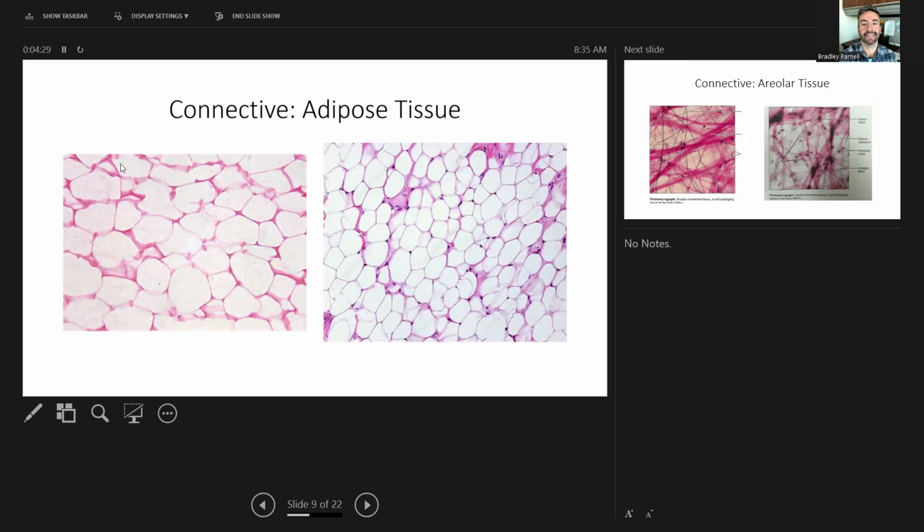With connective tissues, the first few are considered loose. That's because they have a lot of space in there. This one is adipose. So basically what you're looking at is each of these little circles is a fat droplet inside of that adipocyte. And so this is a connective tissue specifically named adipose, and these cells are adipocytes. So cyte just means a mature cell, in this case, a mature adipose cell.